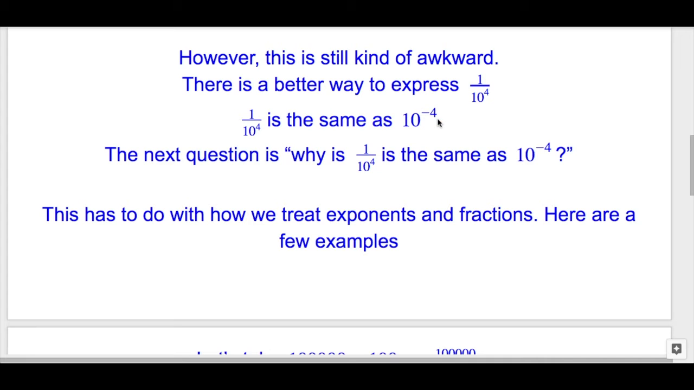Well, in order to answer that question, what we need to do is take a look at the rules for powers and exponents. So let's take a look at a few examples. What we're going to do is step back and do a little bit of review of some concepts that we may have learned back in grade 10.